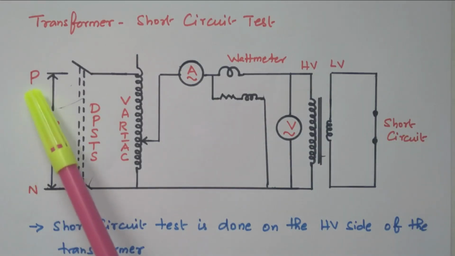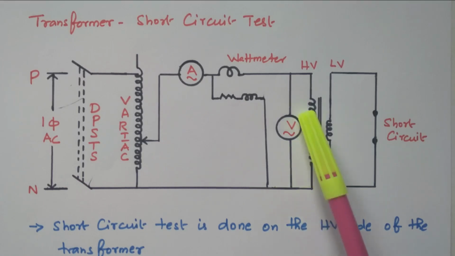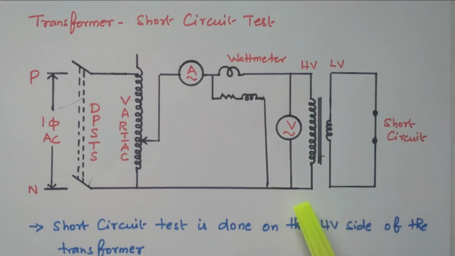So we have the supply available, phase and neutral, single phase AC supply. It is connected through the DPST switch to the variac. In order to apply the rated voltage, we can vary the voltage by this variac. We have an ammeter to measure the current, and a wattmeter, we can measure the input power, and a voltmeter, we can measure the voltage across the high voltage winding.